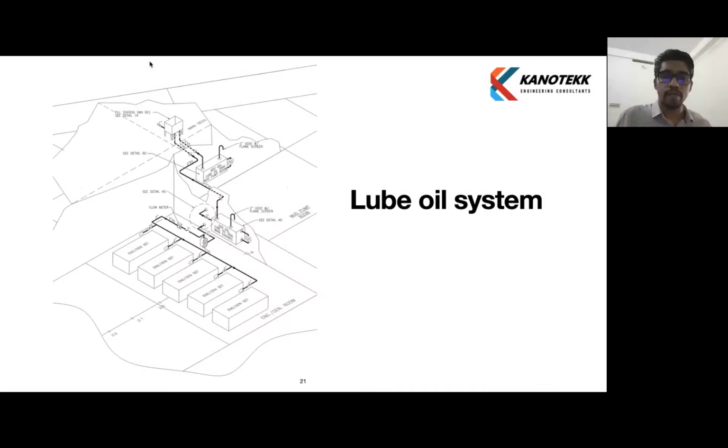We will see the lube oil system. This is the overall layout of the lube oil system. It shows the two tanks supplying the generators and feeding the equipment. The pump and the flow meter are shown.